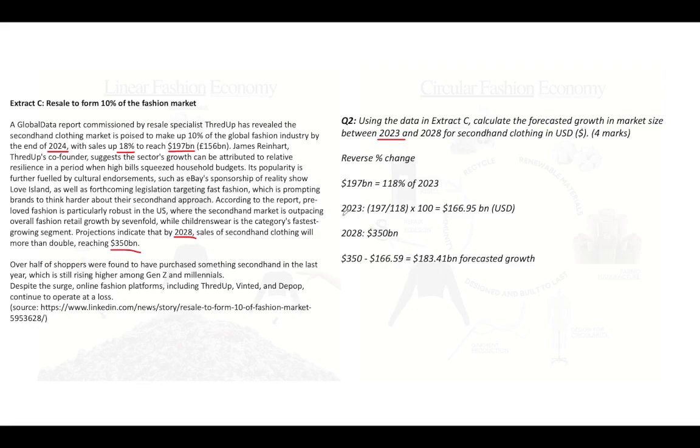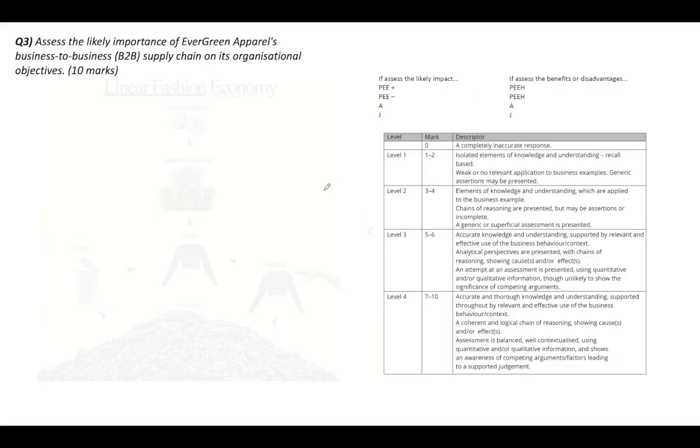Okay, so they make you work for one set of information, they give you another to enable you to calculate the third. That's where your 4 marks come from. Okay, easy peasy. Practice your reverse percentage change, and remember 2024 was the equivalent of 118% of 2023. Easy, easy peasy maths. So, on to the essays.